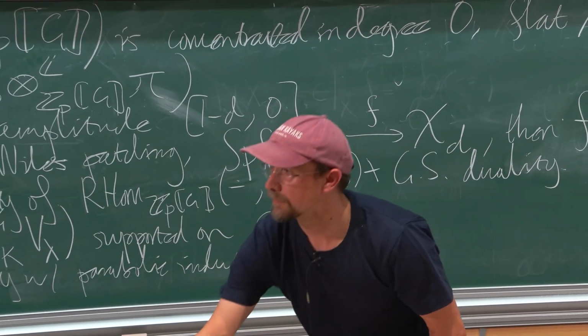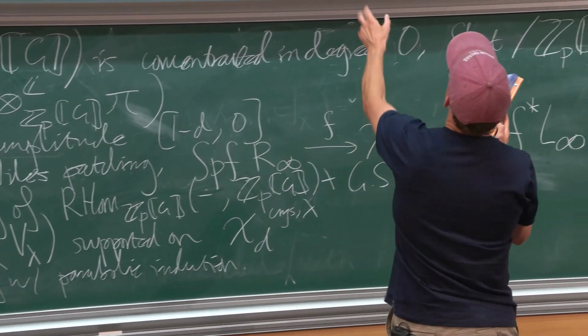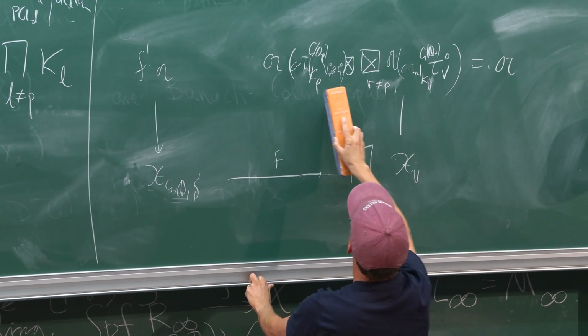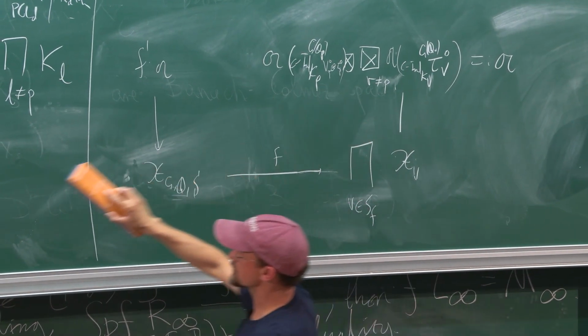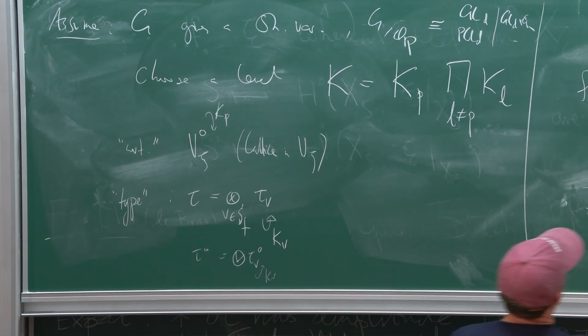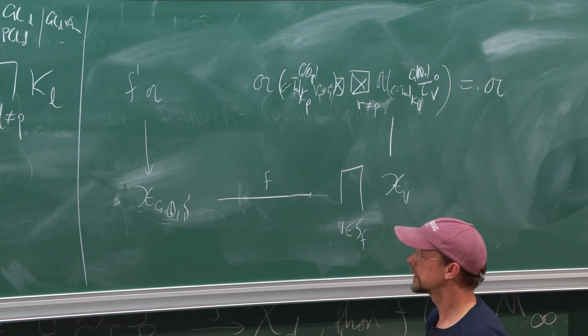Sorry, but it's a little hard to see what you have written there. What's the difference between v equals p and v? Sorry, when v equals p, you include the type and the weight. So you're tensoring? Yeah, they just tensor together. They tensor. Yeah.